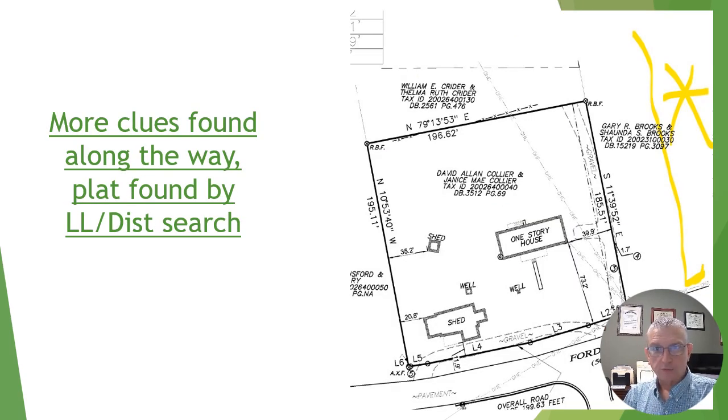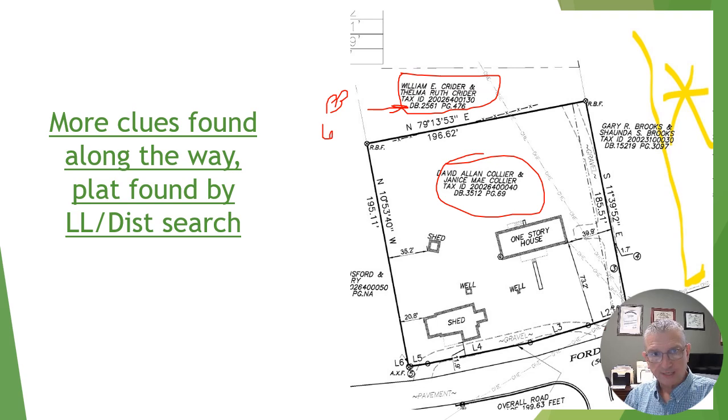Our property is over here. This is a plat that was found by Land and District Search. Collier now owns this. This used to be Thelma Crider's. This is where that plat book 64 fits that I mentioned. I didn't pull a copy of it in, but you know, this surveyor really should have gone ahead and pointed out plat book 64, because that's what this deed calls for. Now, it doesn't adjoin our subject property, so I didn't pull this.